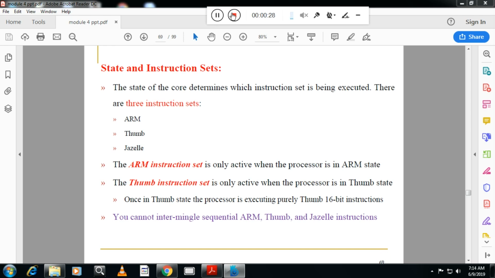So ARM is a 32-bit instruction set. You have to remember one thing here: ARM has 32-bit registers, 32-bit data size and 32-bit instructions. That means ARM executes an instruction in one cycle. That is the most important feature of ARM. It will execute almost all the instructions in one cycle.